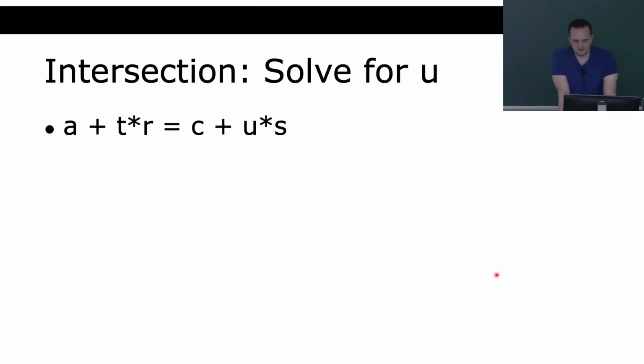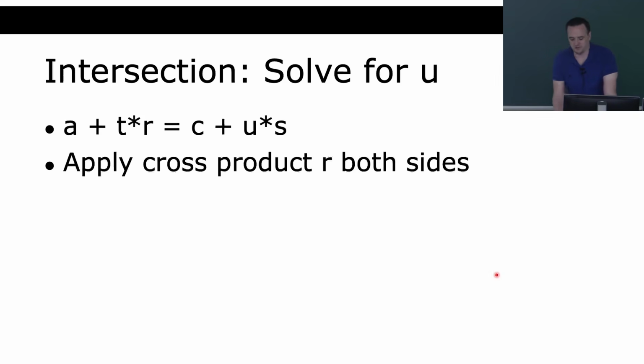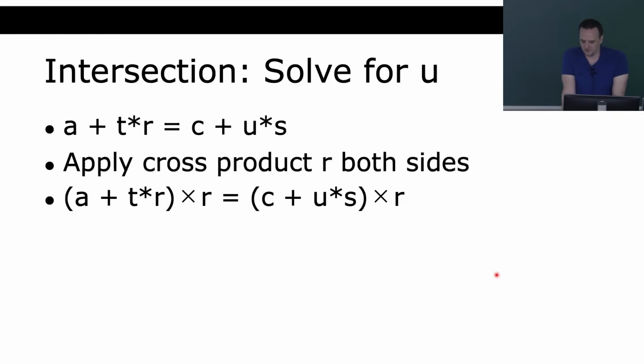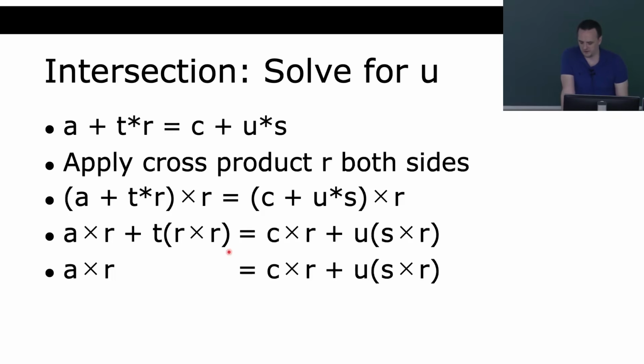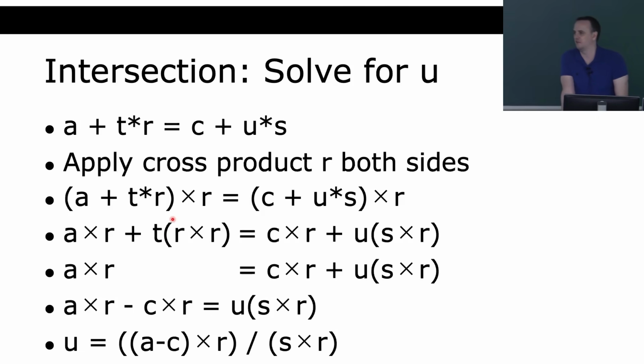Now we do the opposite thing if we want to solve for U. Instead of cross-producting both sides with S, we're going to do it with R. I'll go a little faster this time. We cross both sides with R. We apply the distributive property. We remove the thing that has value 0. And like before, we now have a value for U like we had a value for T before. So that's the pretty simple math that we can use to solve this.